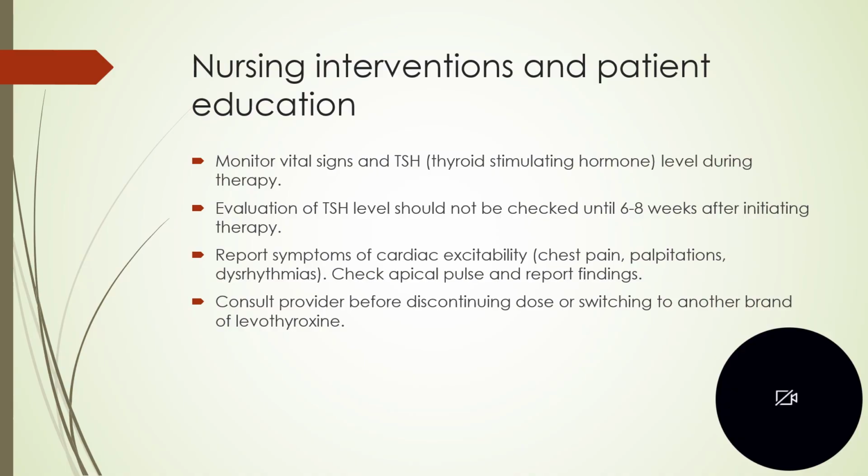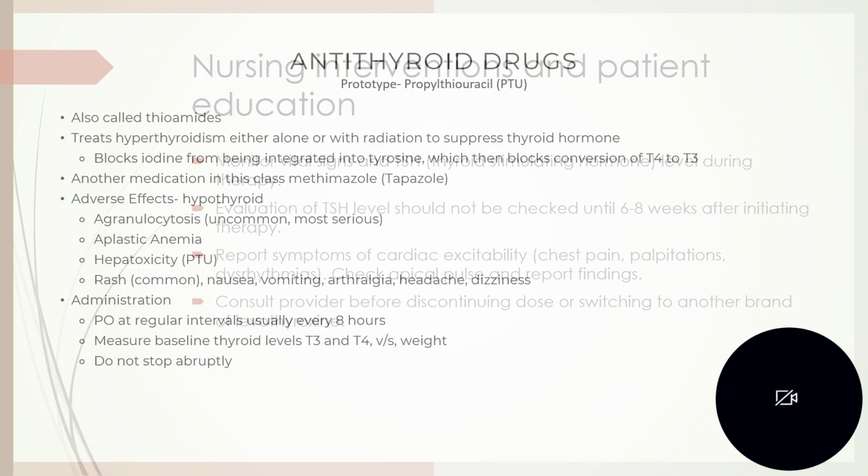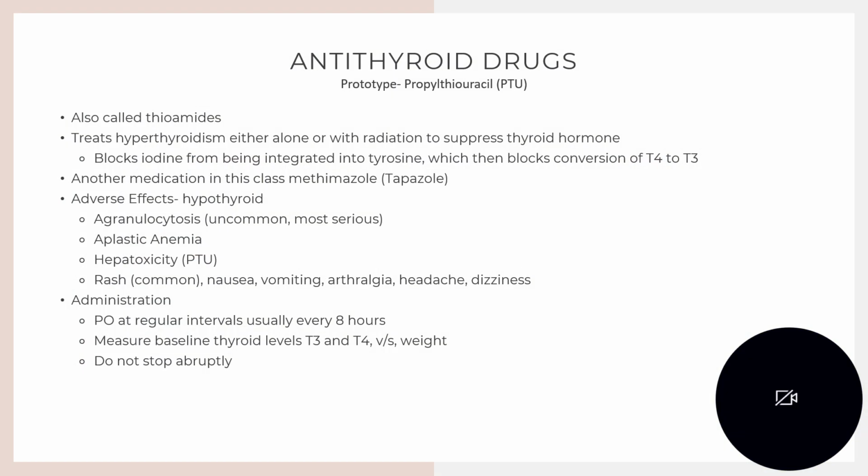Their thyroid stimulating hormone and their T3, T4 levels, right? If they have cardiac symptoms, make sure that they report that. We check their apical pulse prior to administering it, to make sure it's within a safe range that we can administer it. And then making sure that they do not discontinue the use. We've already discussed that. And then also not change brands, which I don't know how they would do that without talking to their doctor, but they wouldn't do that. And then continue to check those levels.